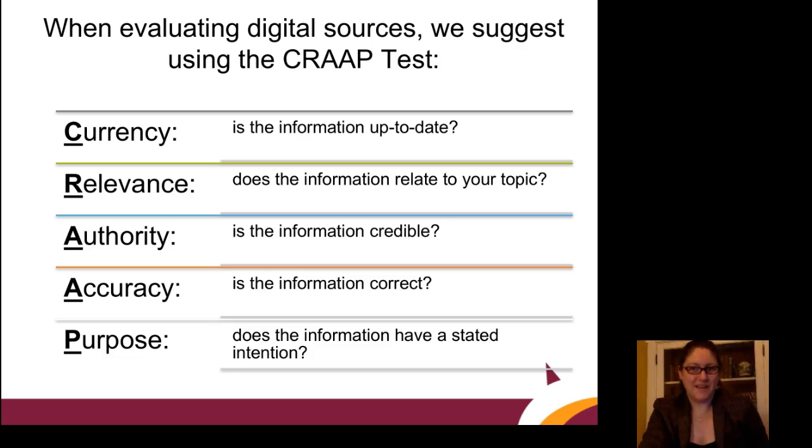Now, when evaluating these sources, we here at Central Penn suggest that you use the CRAAP test. This is a nice, handy acronym. What it really means is that you need to check the currency, the relevance, the authority, the accuracy, and the purpose of those sources. We'll get into more detail on each of those things in just a moment. But keep in mind that all 5 of these aspects are essential when looking at your sources.